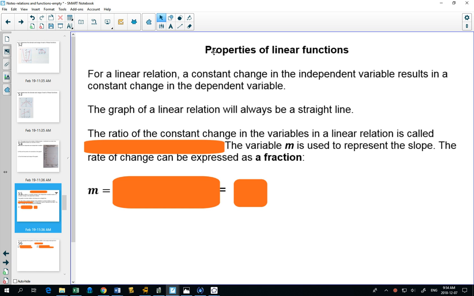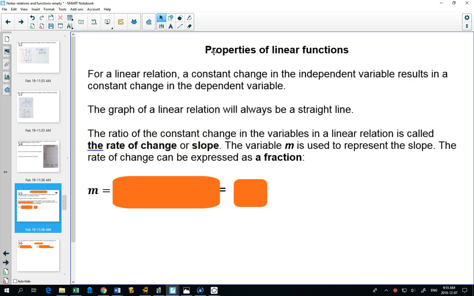So a linear function is a relation, and what you have is a constant change in the independent variable results in a constant change in the dependent variable. And if things are constantly changing at the same rates, if you plot all those points and join them, they make a straight line. That's why it's called a linear function, because it makes a straight line.